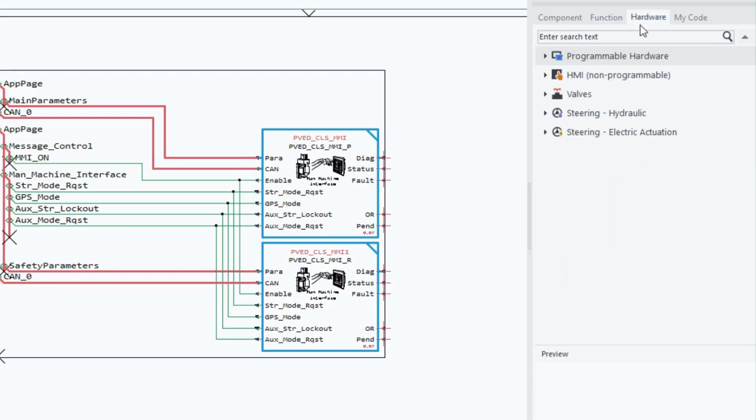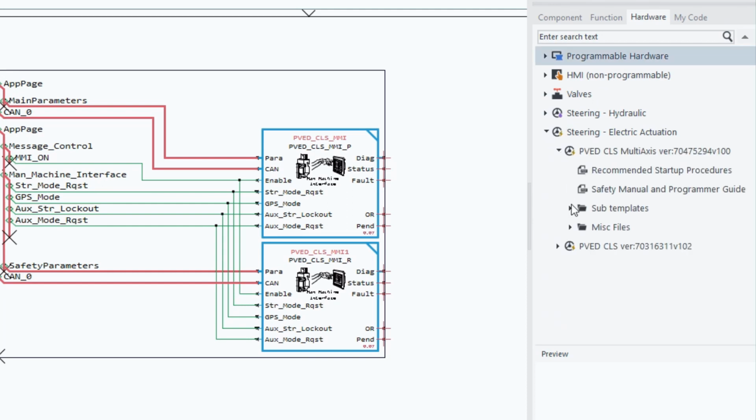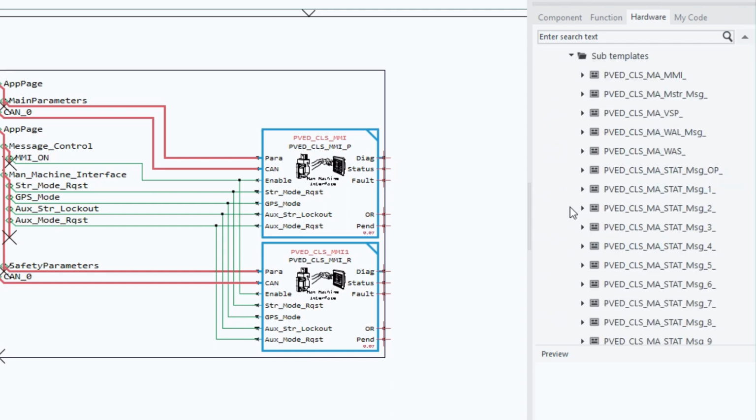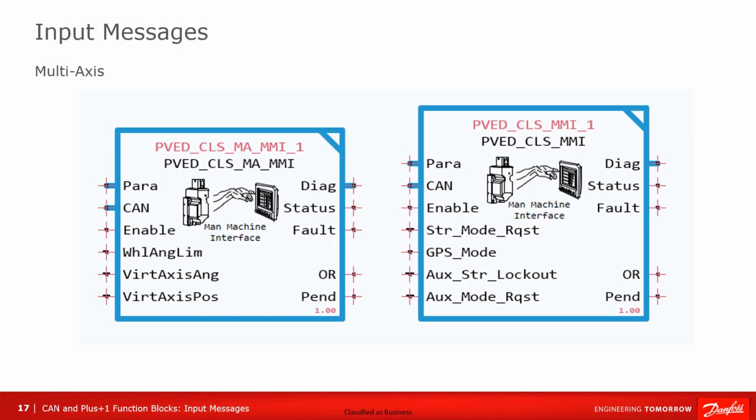Multi-axis will use a different function block library than the standard firmware, as the multi-axis blocks will have different functions. For example, the multi-axis MMI block on the left is sending different information, such as in-axis position and angle, rather than the traditional MMI block on the right, which is sending information such as GPS mode and steering mode request.